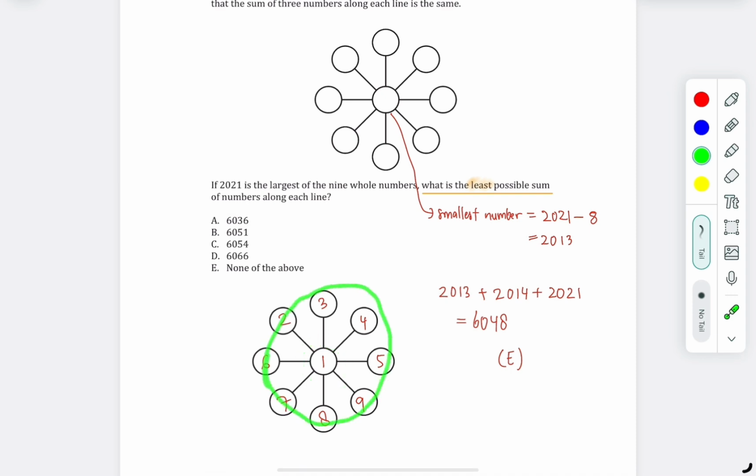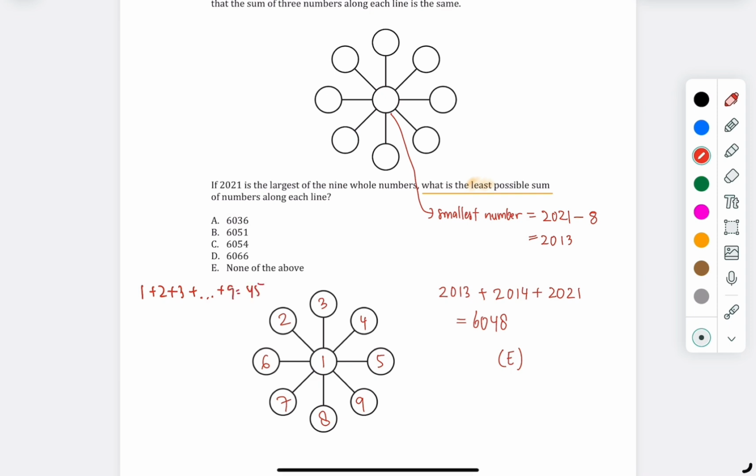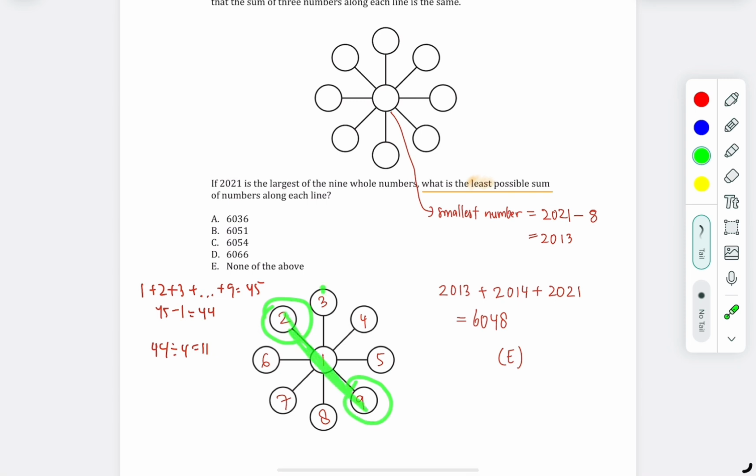For the rest of the numbers, we know that from 1 to 9 the sum is 45. If I minus number 1, we will have 44. We have 4 groups of sums, so we just take 44 divided by 4 to get 11. That means the sum of each remaining pair will be 11: 2 and 9, 3 and 8, 4 and 7, and 5 and 6. Pretty straightforward, right? Then from here, I'll just transfer the numbers. The biggest one is 21 here.